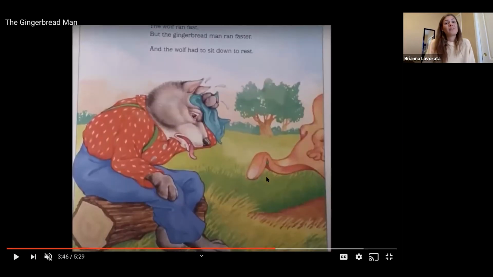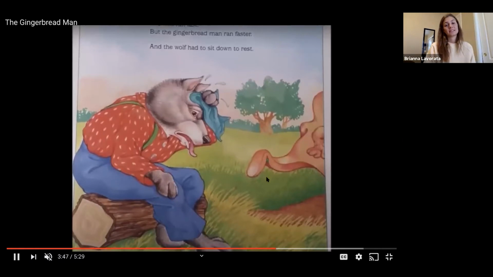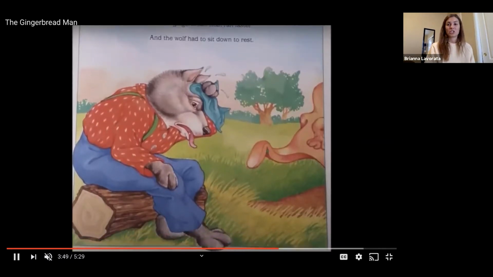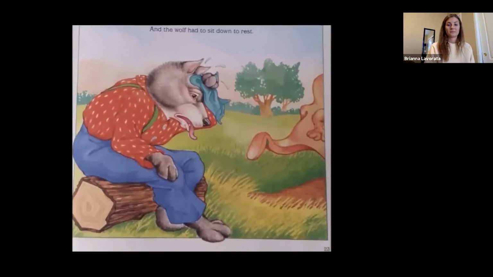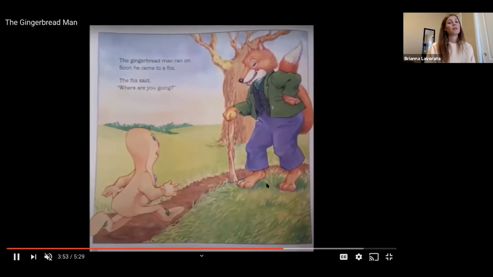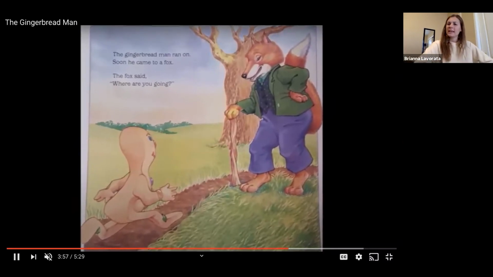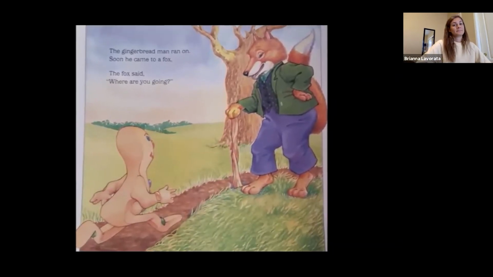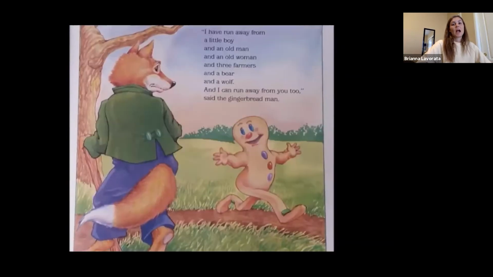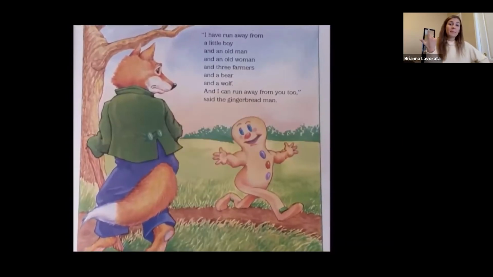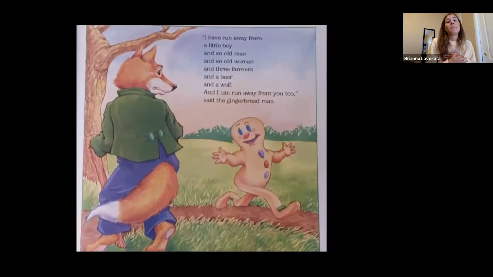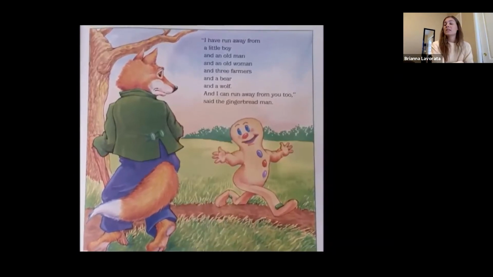The wolf ran fast, but the gingerbread man ran faster. The wolf had to sit down to rest. This must be a fast gingerbread man, huh? The gingerbread man ran on, so he came to a fox. The fox said, "Where are you going?" "I've run away from a little boy, an old man, an old woman, 3 farmers, a bear, and a wolf, and I can run away from you too," said the gingerbread man.